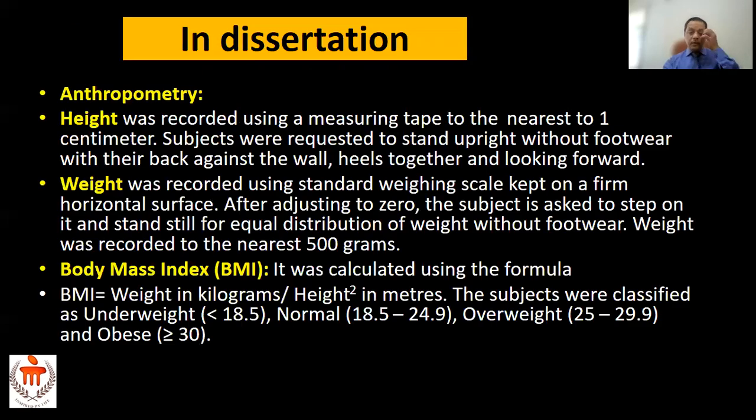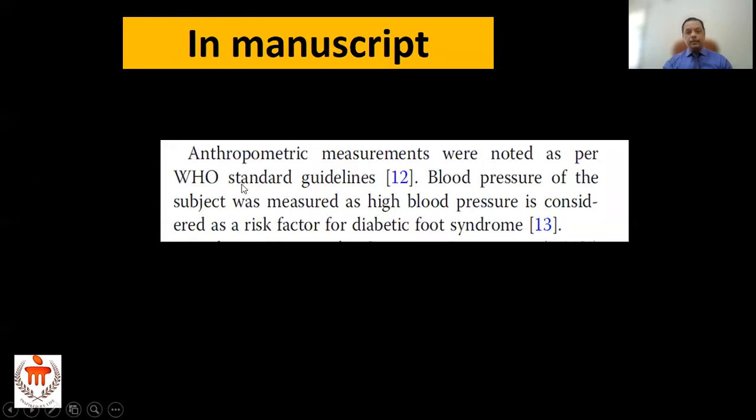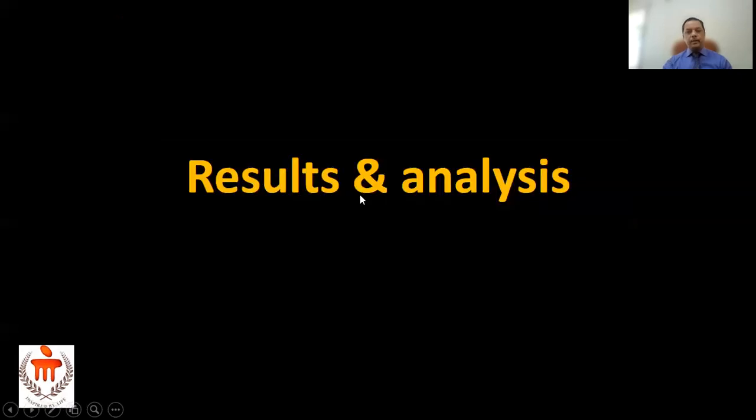In a dissertation, when you are converting it to a thesis, into a manuscript, your methodology could be very elaborate, like in an anthropometric study, how the height, weight, and the BMI, everything. But in a manuscript, you just have to mention that anthropometric measurements were noted as per the WHO standard guidelines. So there is a change between how you would write there and how you would write in the manuscript itself.